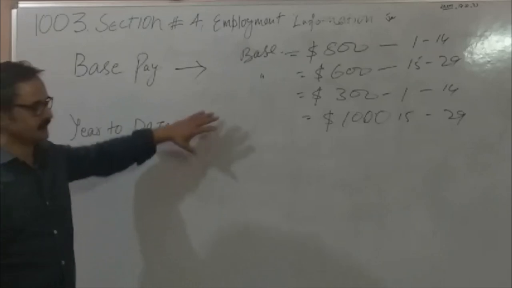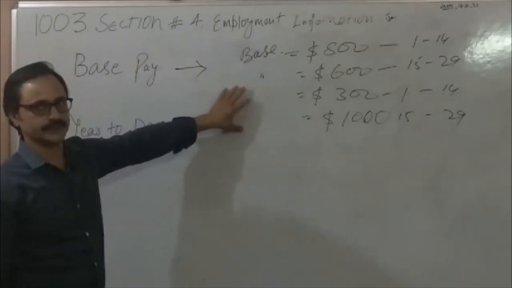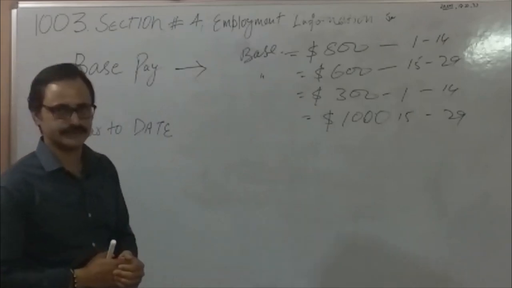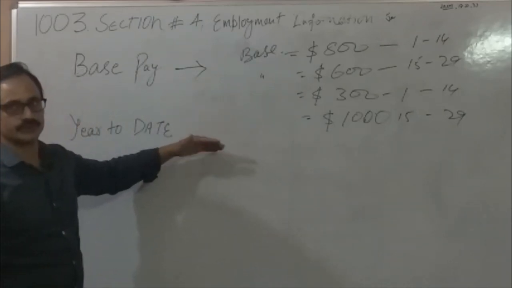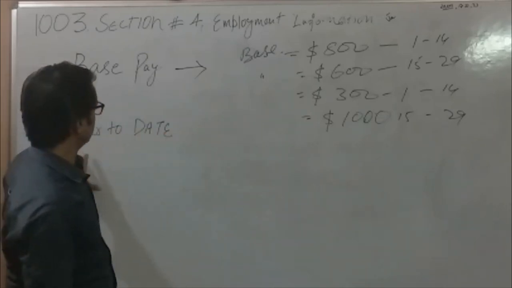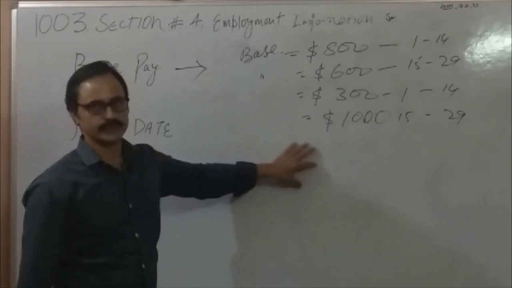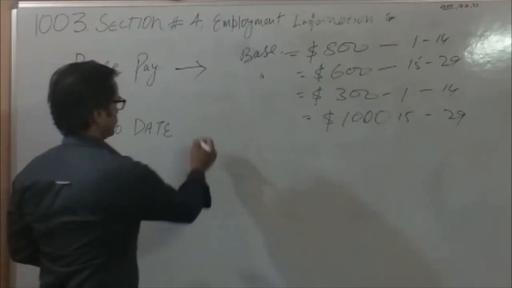In that case, we can calculate income as per the most recent pay stub, but because we are not sure that is the true value or true earning, we need to take an average up to the date. That is how we are going to calculate the YTD income, right?